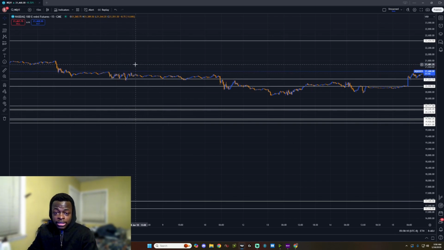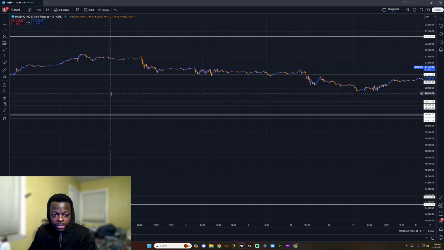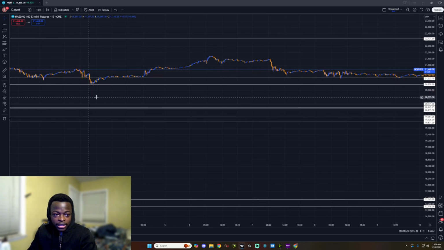And feel free to copy these levels if you want. If you don't feel like doing it yourself, feel free to copy these levels. You see, touched it here, touched it here, touched it here, finally broke through, came back, tested it, broke through. You see the point. And then, yeah, respecting these levels over here.